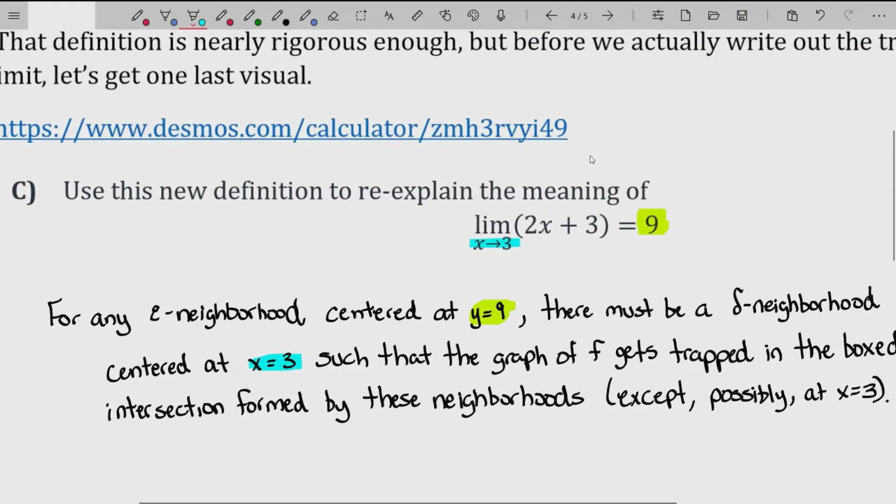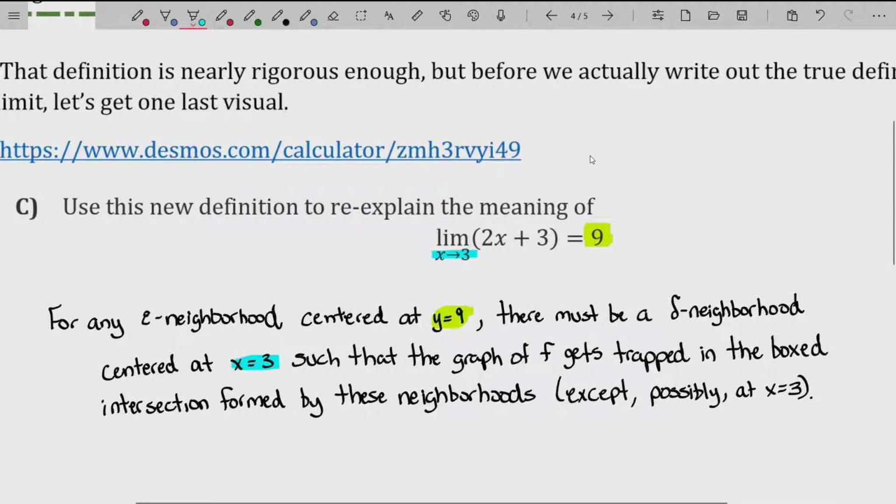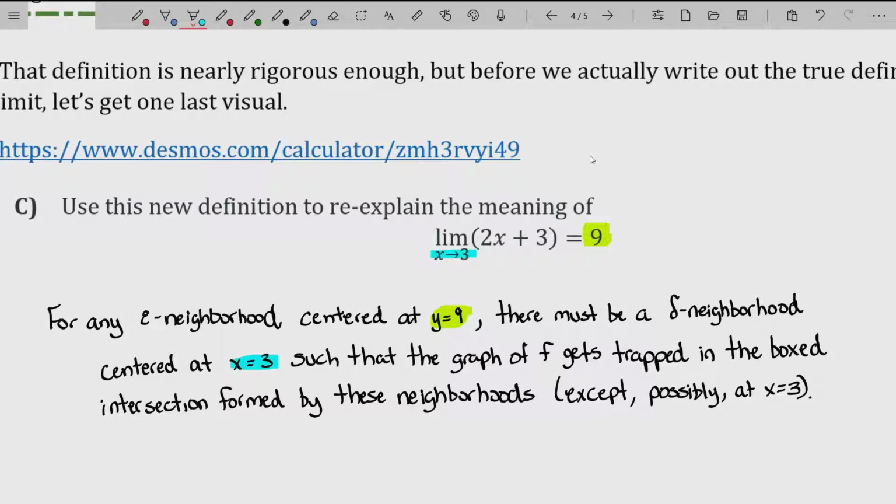So for any epsilon neighborhood centered at y equals 9, there must be a delta neighborhood centered at x equals 3, such that once that's the case, we can have the graph of f get trapped in the boxed intersection formed by those neighborhoods. Now, again, the exception is we don't care what the value of the function is at 3. It could not even exist at 3. That doesn't matter to us. What matters is the value of the function at all x values near to 3.